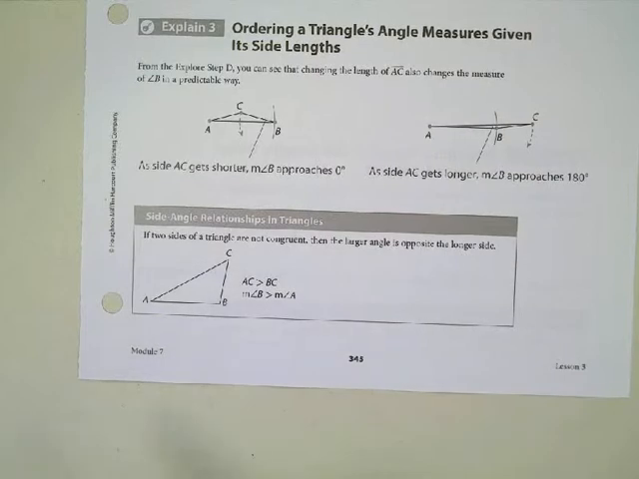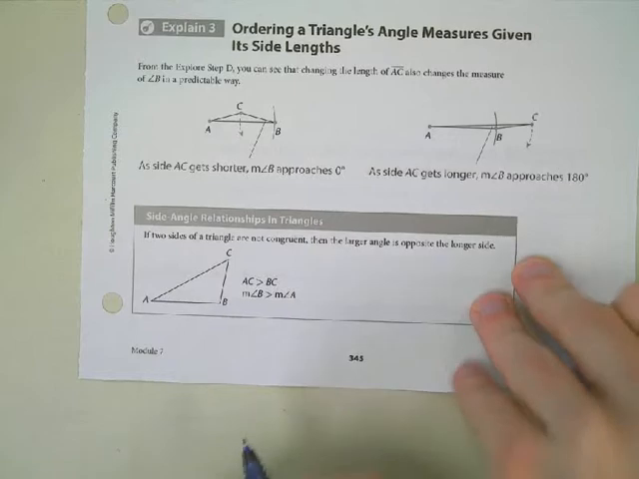Okay? So, the longest side is always opposite the longest angle. The shortest side is always opposite the shortest angle. And the middle side is always opposite the middle angle. Okay? So, let's see here.